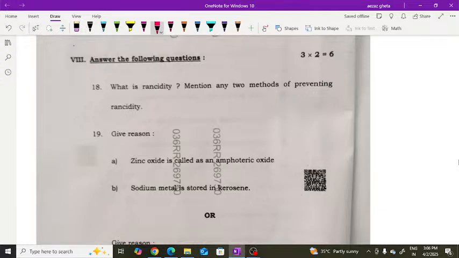Right. The next question: zinc oxide is called amphoteric oxide because zinc oxide reacts with both acid as well as base. So it is called as what? Amphoteric oxide.